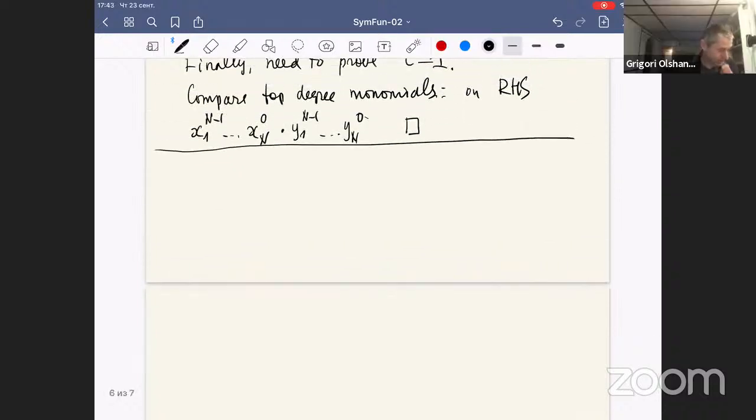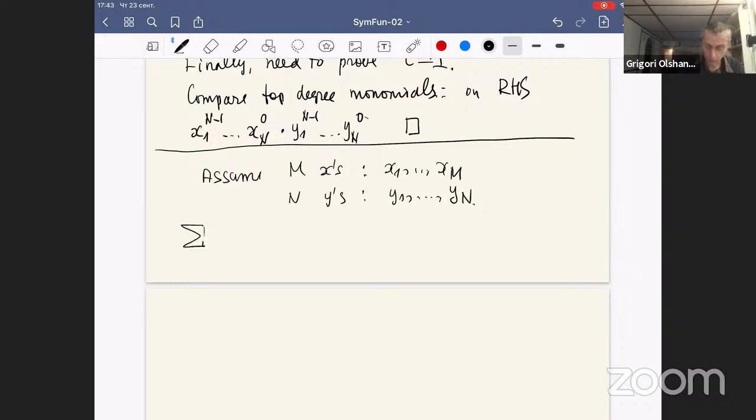Okay, so what next? I would like just to slightly rewrite the truncated form of the Cauchy identity as follows. So assume we have m x's and n y's, and take the same form of identities.